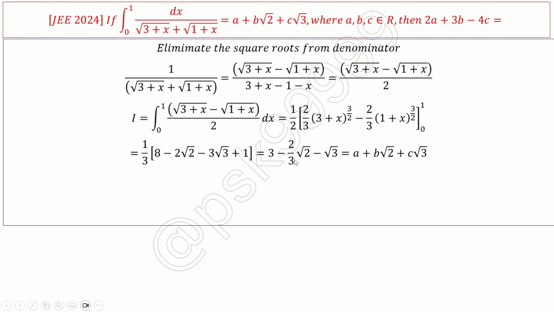The value is 3 minus 2 by 3 root 2 minus square root of 3, which is nothing but in the form of a plus b square root of 2 plus c square root of 3. So you compare the values, you will get a equal to 3, b equal to minus 2 by 3, c is minus 1. So your 2a plus 3b minus 4c is nothing but 8. That's the answer. Next.